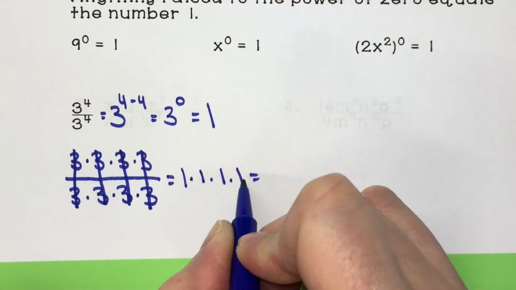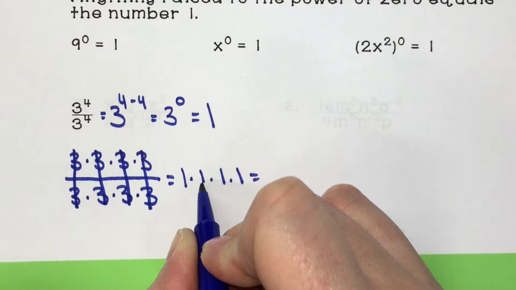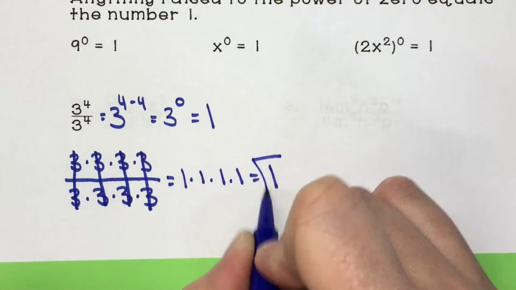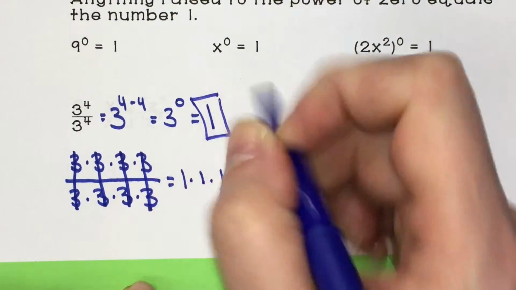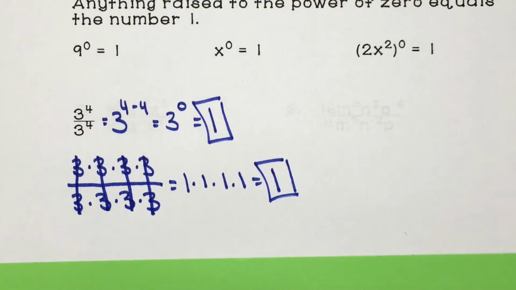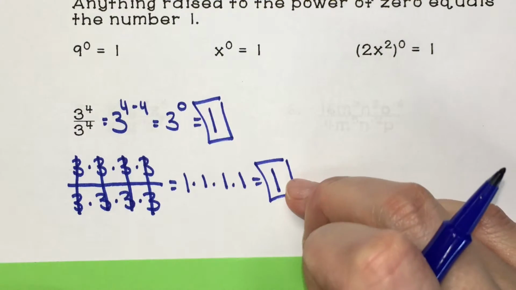Well, when you multiply 1 times itself, 1 times 1 is 1, 1 times 1 is 1, and 1 times 1 is 1. So that means, because these are the exact same thing, just different ways of doing it, they both will equal the number 1.